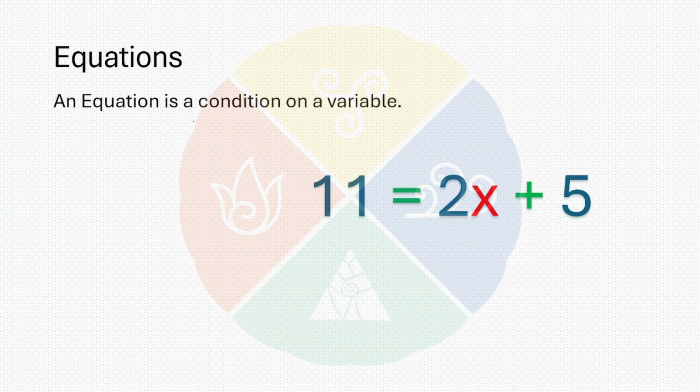Equation, okay, basically equation is a condition on the variable. And what is that condition? The condition is simple. The condition is that equation is telling the variable you can be any value as long as the LHS and the RHS, the left side and the right side, is equal. So that is the condition.